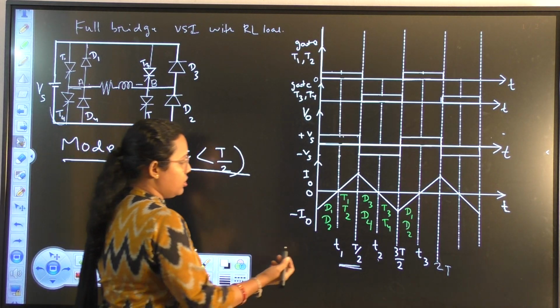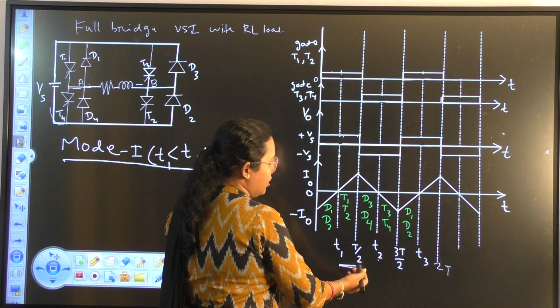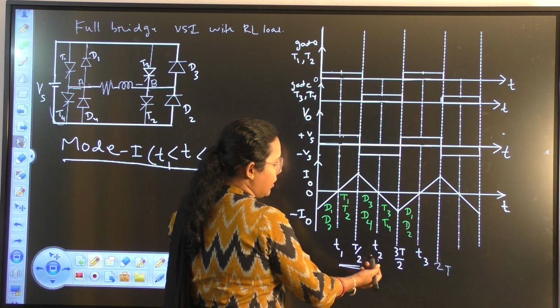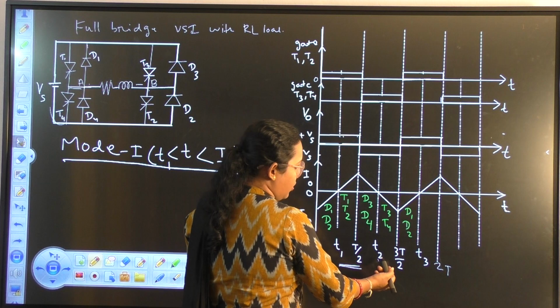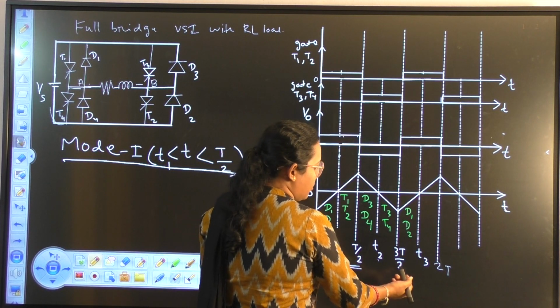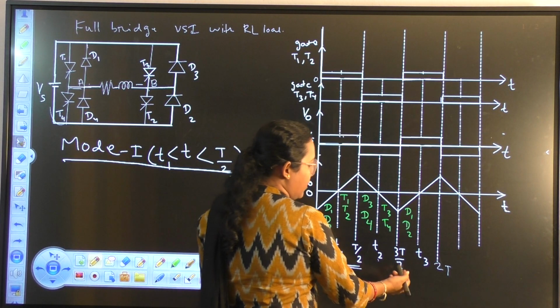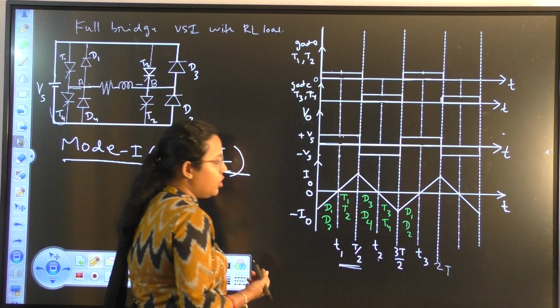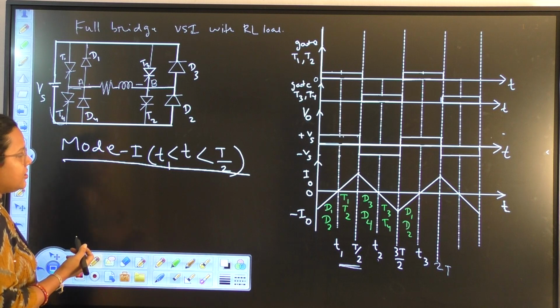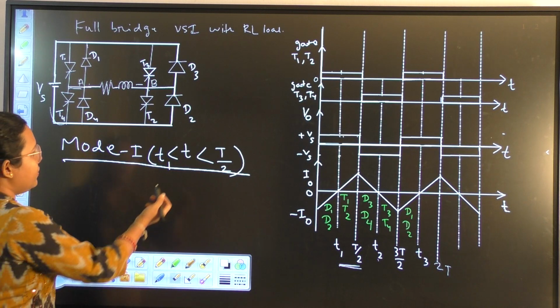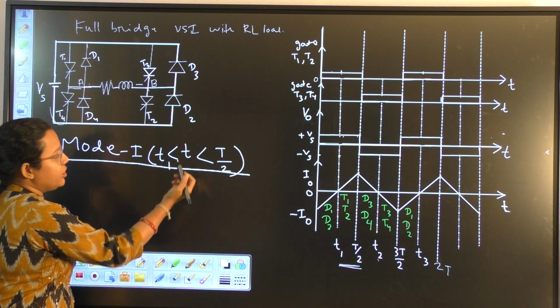First mode is from T1 to T by 2. Second mode is from T by 2 to T2, third one is T2 to 3T by 2, and fourth one is 3T by 2 to T3. Okay, so let us start. I am discussing mode 1 operation when time is from T1 to T by 2.